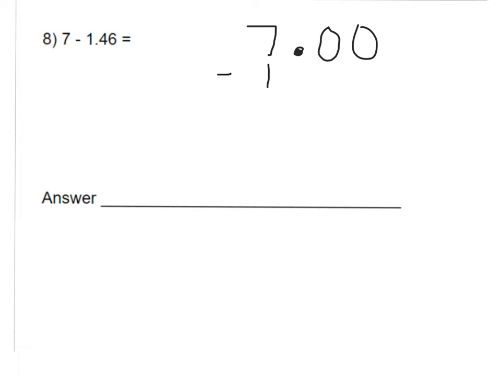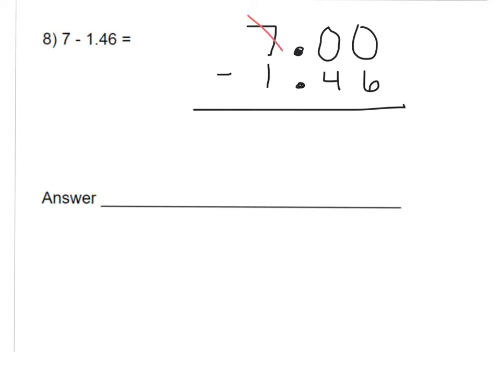Underneath, I'm going to line up my digits. 1 is in the ones place, the 4 is in the tenths place, and the 6 is in the hundredths place. And now I can subtract. All right, so subtraction, remember, I have to take 6 away from 0, but I can't do it because there's nothing there. So I go to the next place. Uh-oh, still nothing. So I have to go to my ones place. I see a 7 there, so I'm going to do a little borrowing.